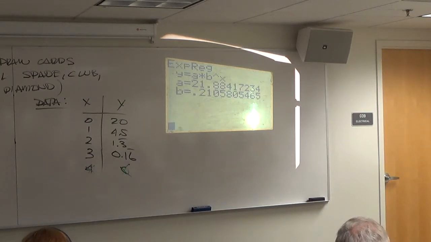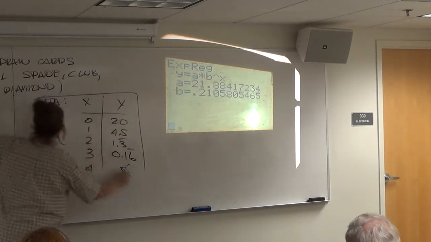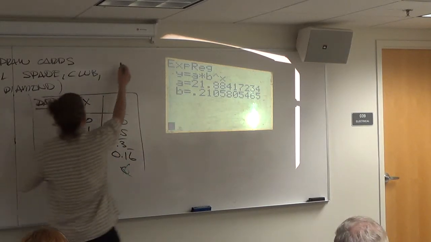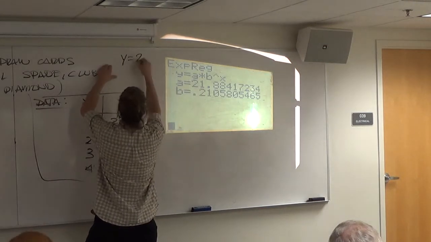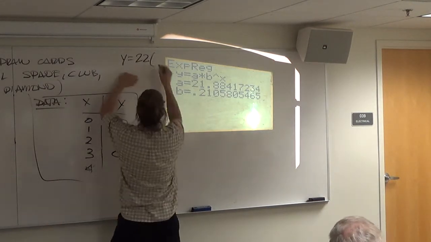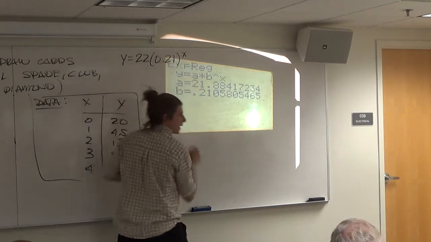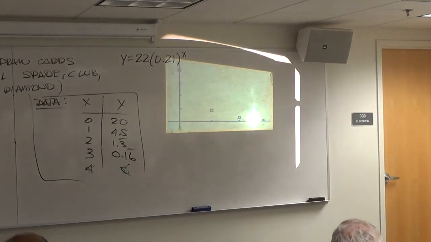So 22 is our base. It should be 20. Yes, it should be 20. But it's a best fit regression. It doesn't know that it's 20. It just knows it's going to fit a curve to those points. So we've got ourselves a model now for this one. Y equals 22 times, we'll call that 0.21, huh? How's it fit? Anybody graph it? That's pretty awesome, yeah? Pretty good.